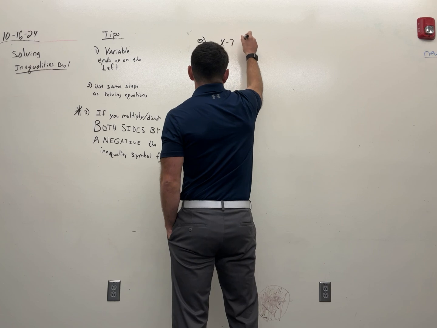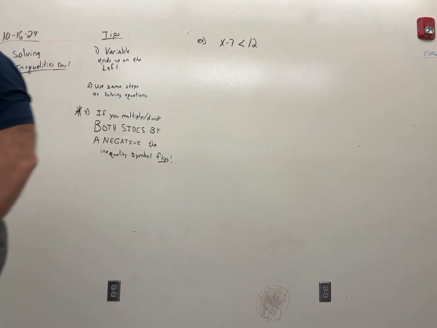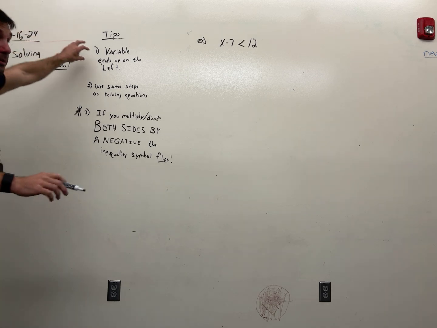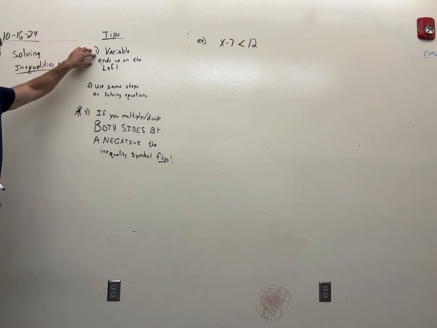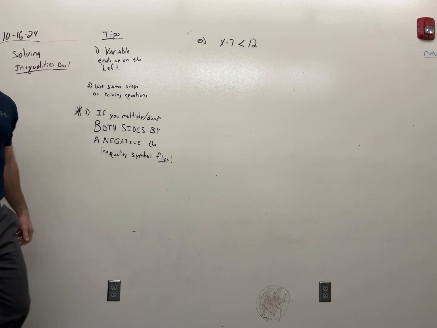X minus 7 is less than 12. So now, everything is the variable on the left. Use the same steps as solving equations.